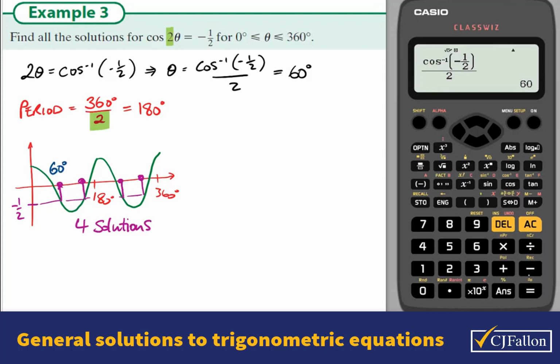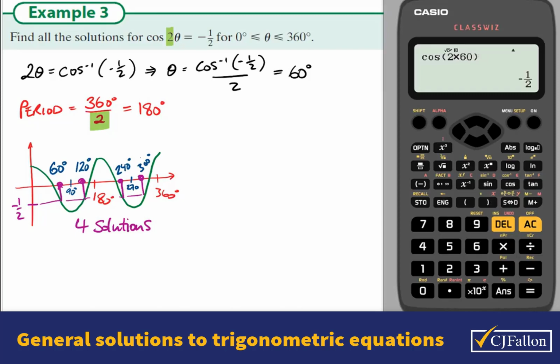Now we know one of the solutions already is 60 degrees. We can think that the minimum point of the curve is at 90 degrees. 60 is 30 degrees below 90, so by symmetry there's another point 30 degrees above 90, which is 120. The next trough, or minimum, happens at 270. So if we go 30 below and 30 above 270, it gives us the other 2 points, 240 and 300.